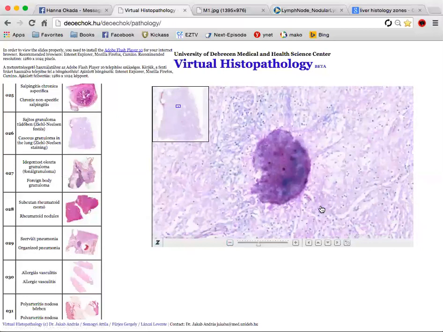Okay, and what's important is that this slide is stained with Ziehl-Neelsen again. Okay, because we want to see Mycobacterium tuberculosis. So you're not going to see a nice staining for the granuloma with all the epithelioid cells and everything. But I'm going to show you a granuloma in the next slide.